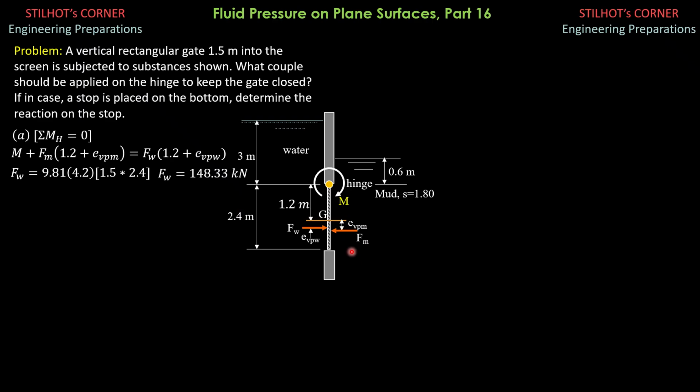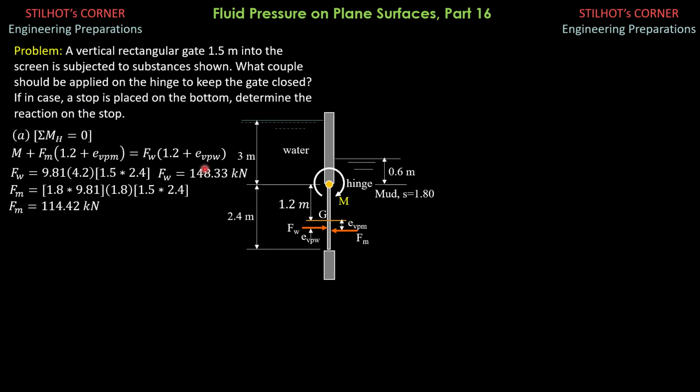F due to mud is specific weight of the mud, which is specific gravity 1.8 times 9.81, times h_G for the mud, 1.8, and the area of the gate is the same, 1.5 by 2.4. So F sub M is 114.42 kilonewtons. Then we compute e sub VPW and e sub VPM.